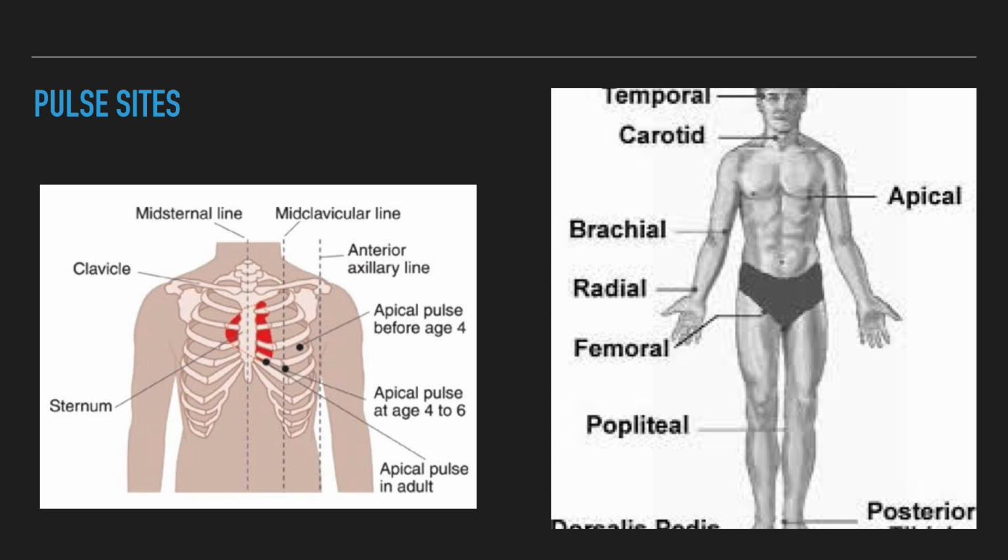Sites. The pulse can be assessed in any location where an artery lies close to the skin surface and can be compressed against a firm underlying structure such as muscle or bone. The most commonly assessed pulses are the temporal, carotid, apical, brachial, radial, femoral, popliteal, pedal, and posterior tibial. Temporal. The temporal artery courses across the temporal bone of the skull. The pulsation of the temporal artery is most easily palpated just in front of the upper part of the ear.